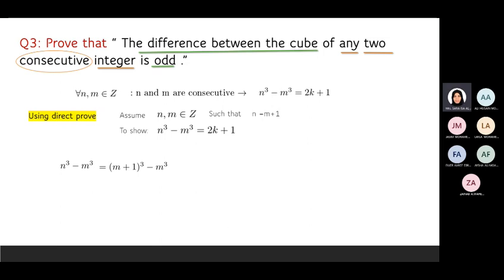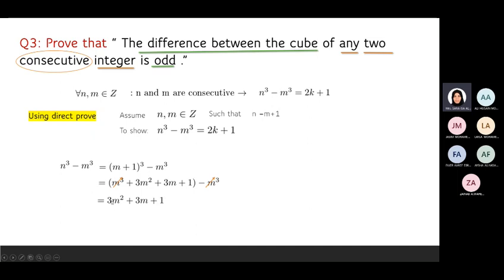فأعوض ووزع الباور. فبصير عندي m cube plus 3m square plus 3m plus 1 minus m cube. m cube minus m cube 0، فيبقى لي 3m square plus 3m plus 1. My goal is 2k plus 1. بس شنو صار عندي هني؟ 3k plus 1. That يعني does not present ال odd form. ال odd form لازم يكون 2k plus 1. So plus 1 is already here, so we will keep it.